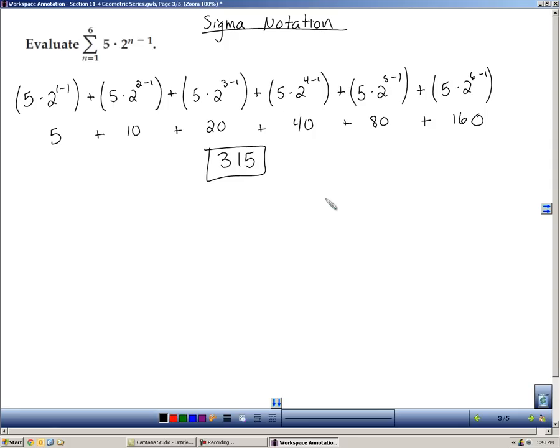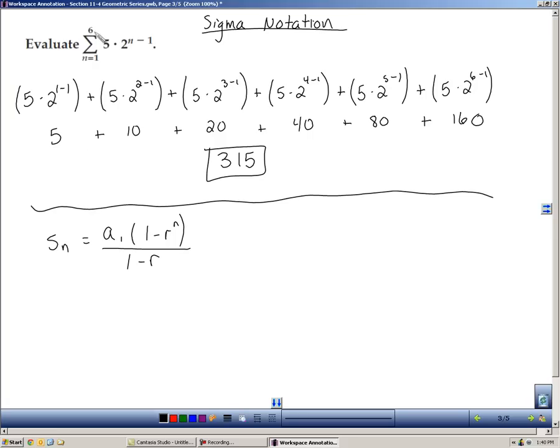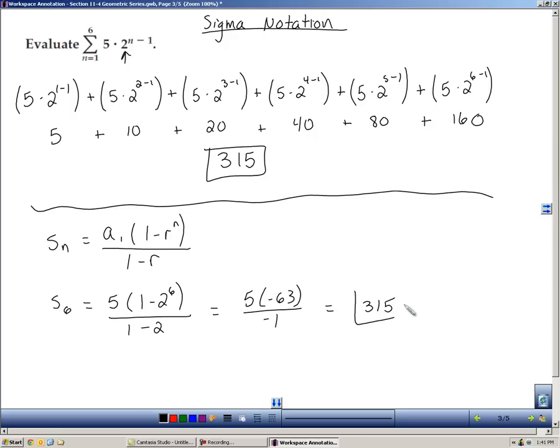Now that can take a long time and be fairly tedious. So the other way to find this series is to use the formula. Since I have 6 values altogether, I'm going to use s sub 6. I'm going to take my a sub 1, which is 5, times 1 minus the common ratio. In this case, the common ratio is right here, 2 to the 6th power, and that's over 1 minus the common ratio again, 2. So this is going to be 5 times negative 63, because it's 1 minus 64 over negative 1. And if you put that in a calculator, you get 315 again.